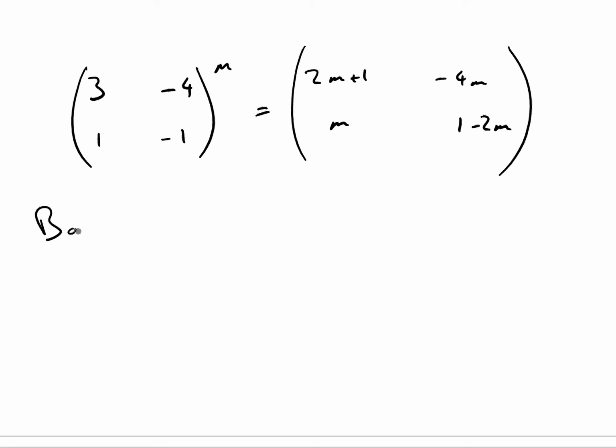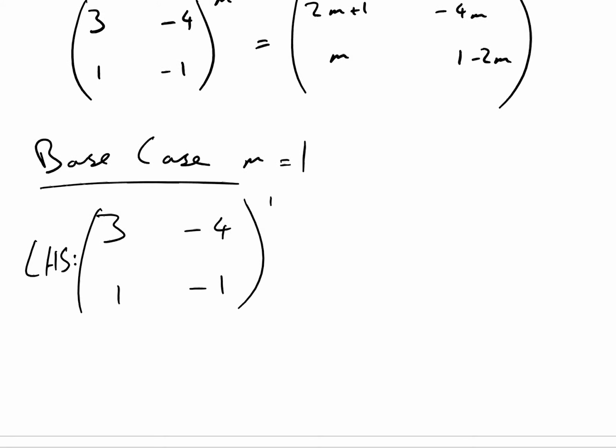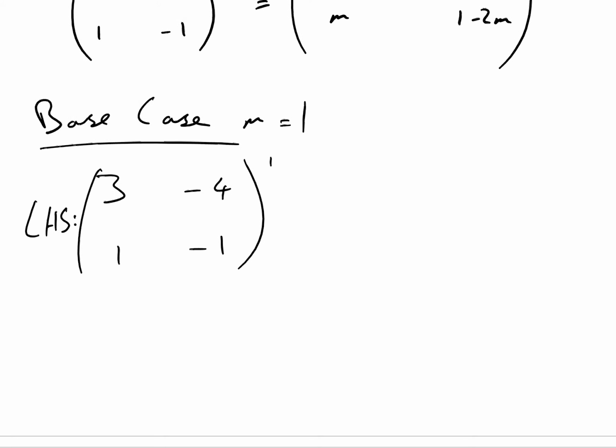Our first step, again, I'd always encourage you to write down the steps in the exam, because if anything, it shows the examiner that you've got a logical way of thinking. Our first step is our base case, which is n equals 1. So let's have a look at this. 3, minus 4, 1, minus 1, that's the left-hand side. So our left-hand side, to the power of 1, is equal to this.